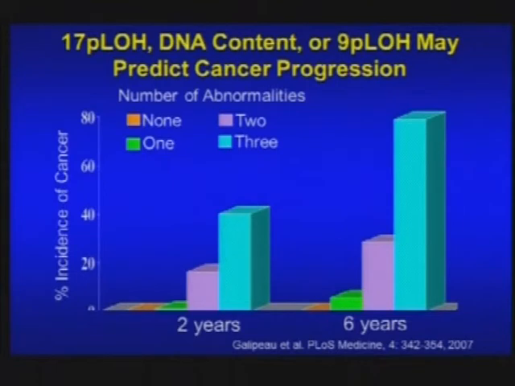And then finally, here's some data now combining these biomarkers that we just talked about. They combined 17p-LOH, DNA content, which is aneuploidy, and 9p-LOH, and again, 9p-LOH is where the p16 gene is located. You can see here that as the number of genetic abnormalities in the tissue sample increases, so does the risk of cancer progression. At 6 years, patients who demonstrated all 3 genetic abnormalities had an 80% incidence of cancer, compared with 0% in those without any genetic changes.